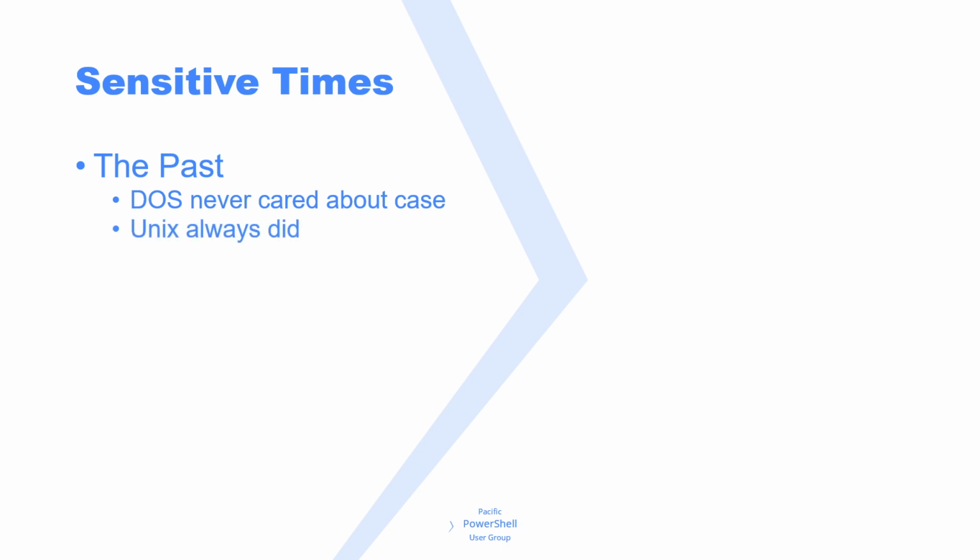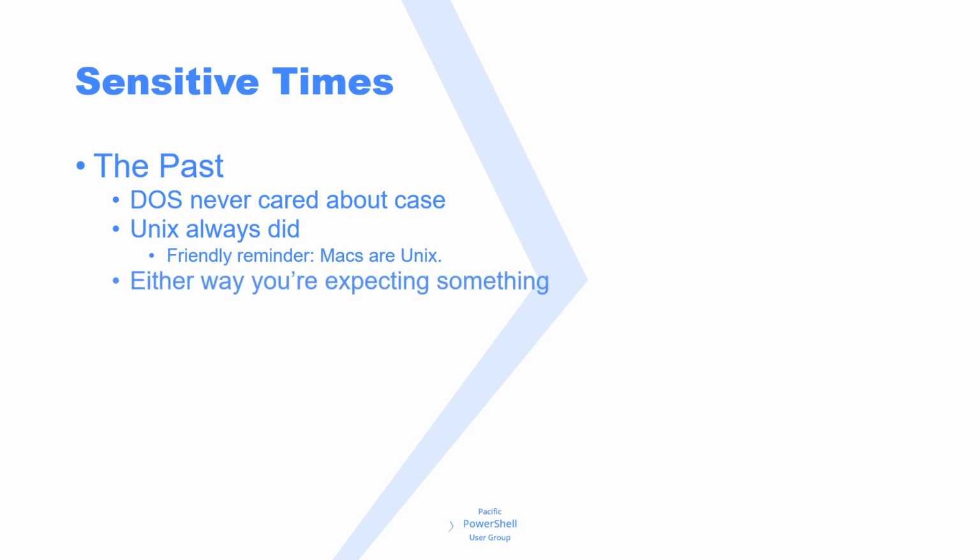However, if you have a Unix background, they really always cared. Like the hardcore nerds would never shut up about this. They would just always say you have to be case sensitive. That's the right thing to do. Everything matters in case, it's important. We want to have multiple versions of files with different cases. This is really important to us, and it's always been that way, so it should never change. Also, a friendly reminder here: Macs are Unix. Macs are also people too. So I've been told. So I believe. But either way, you're expecting something.